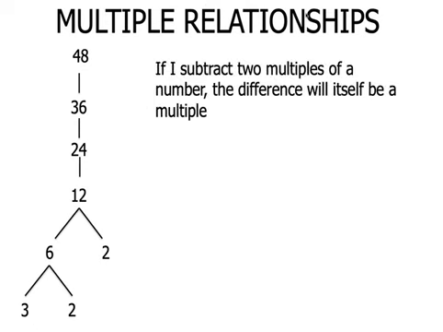If I subtract two multiples of a number from each other, then the difference will itself be a multiple of that number. So, for instance, we take 48, which is a multiple of 12, right? And so is 24. And if I subtract 48 minus 24, I get 24, which is a multiple of 12.